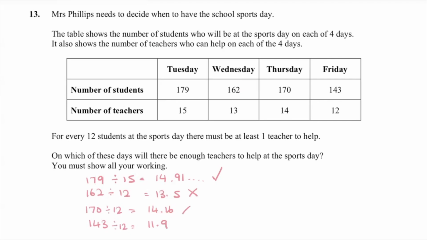So that's a no. And then the last one, I need 11.9. So that means I need 12. I have 12. So Friday works as well. So just making it clear, Tuesday or Friday.